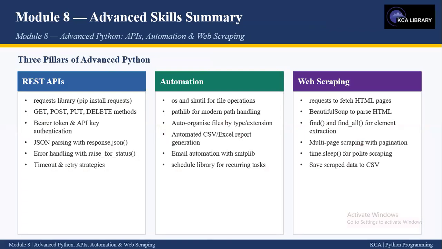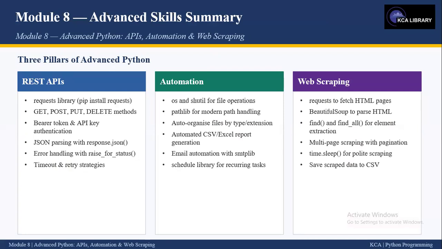Advanced skills summary. Let us summarize the three pillars of advanced Python covered in this module. Under REST API, the requests library is installed via pip. The four HTTP methods are GET, POST, PUT, and DELETE. Authentication is handled using bearer tokens or API keys in the request headers. JSON responses are parsed using response.json. Errors are handled using raise_for_status and timeout and retry strategies to prevent hanging requests.